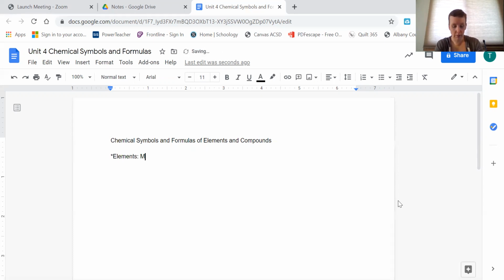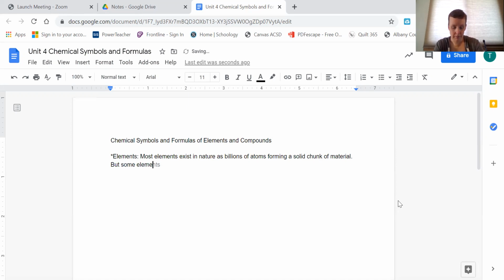Okay, so most elements exist in nature as billions of atoms forming a solid chunk of material. Okay, so when you look at a piece of iron, for example, billions and billions and billions and billions of atoms make up that piece of iron as a big chunk, okay?